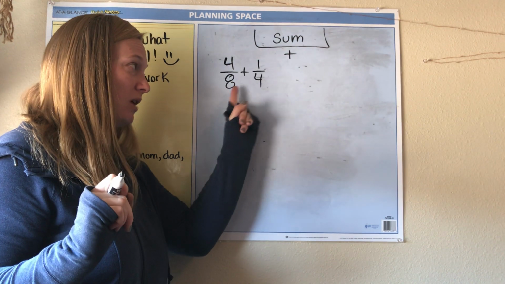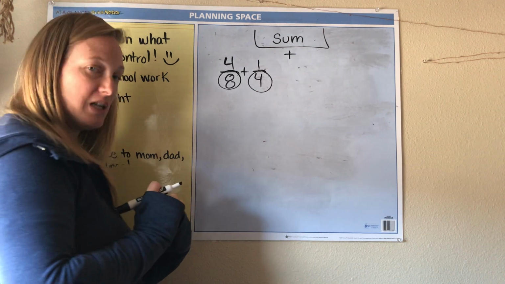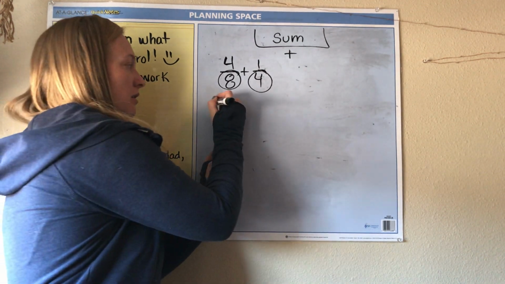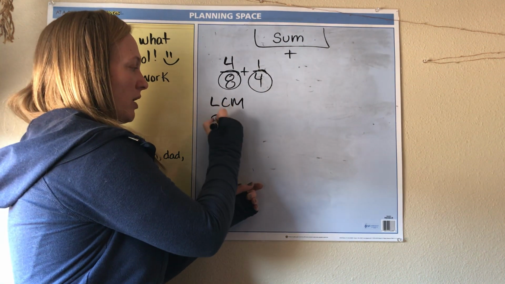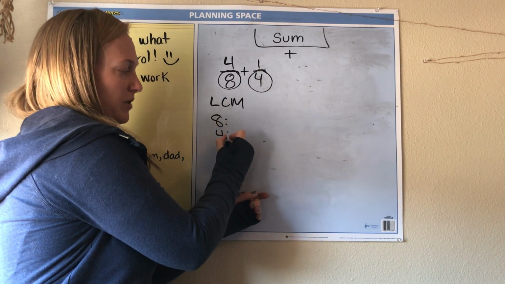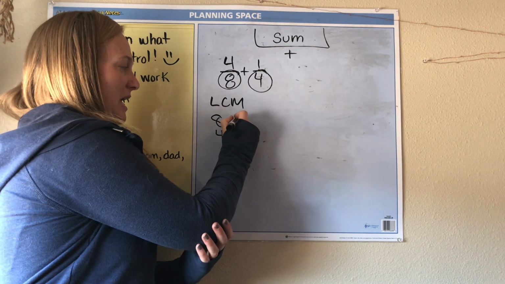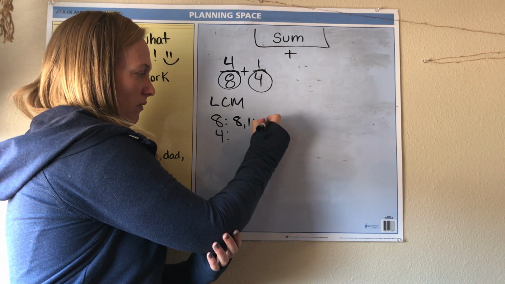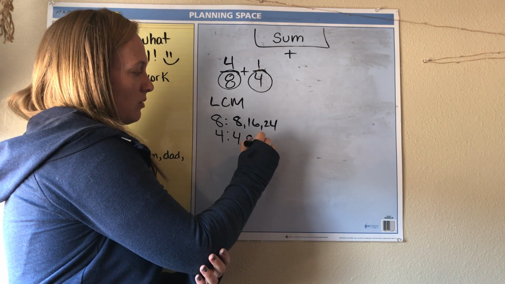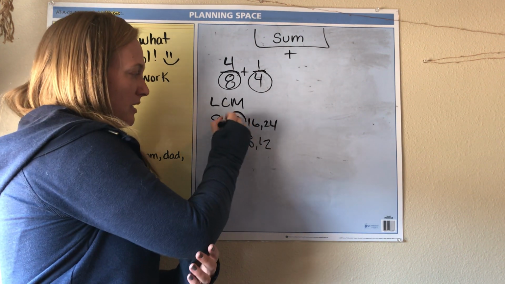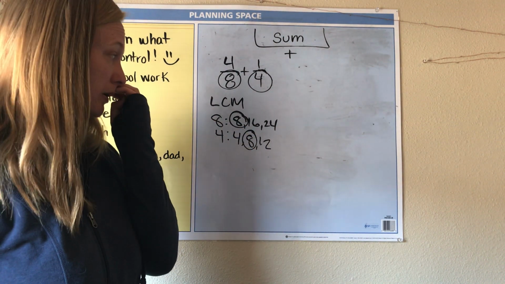Hopefully you said no, because we do not have a common denominator. My first step, I need to find a common denominator by finding the lowest common multiple, LCM, of 8 and 4. I'm just skip counting by 8 and 4 to find our common denominator. Skip counting by 8, 8, 16, 24, I'm going to stop there. Skip counting by 4, 4, 8, 12. 8 is my lowest common multiple.